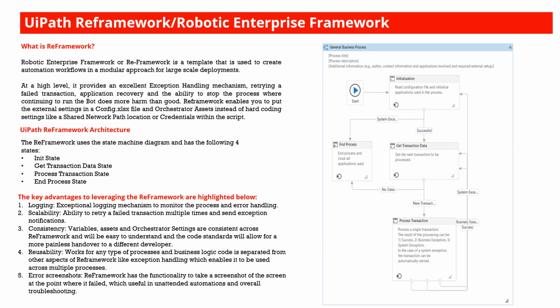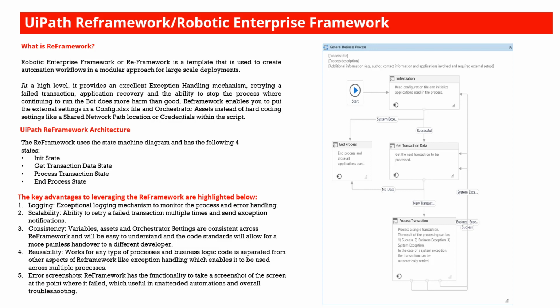Now, this UiPath RE framework template uses the concept of a state machine. If you look at the diagram shown here, we have a state called initialization. We have a state called get transaction. We have a state called process transaction. And then we have a final state called end process. So we have initialization, get transaction data, process transaction data, and end process.